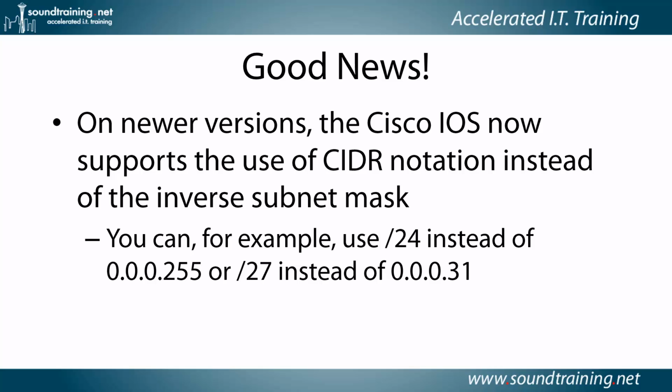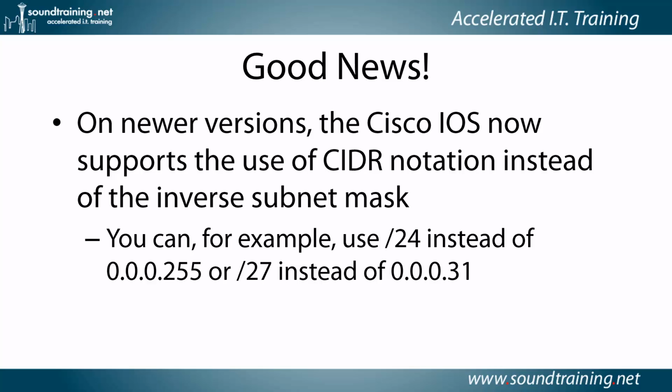Now, there's really good news because newer versions of the Cisco IOS now support the use of CIDR notation instead of the inverse subnet mask. It looks like this started with version 15 of the IOS. I haven't been able to find documentation that says exactly when Cisco turned it on, but I have some routers running version 12. They don't support it. Another router running version 15 does. Regardless, you can check it out and see. I'll show you how to do this when we do the demo in a moment.